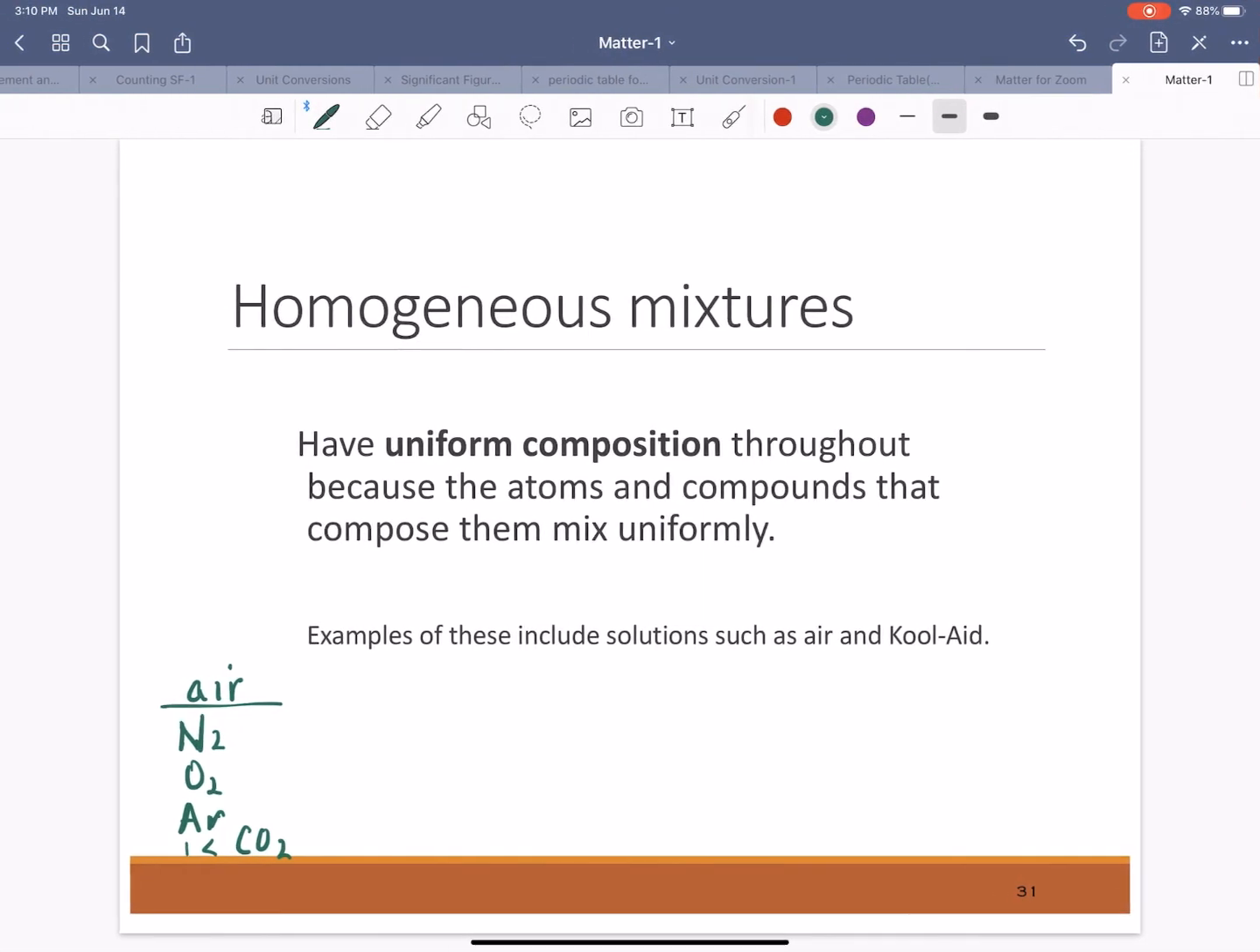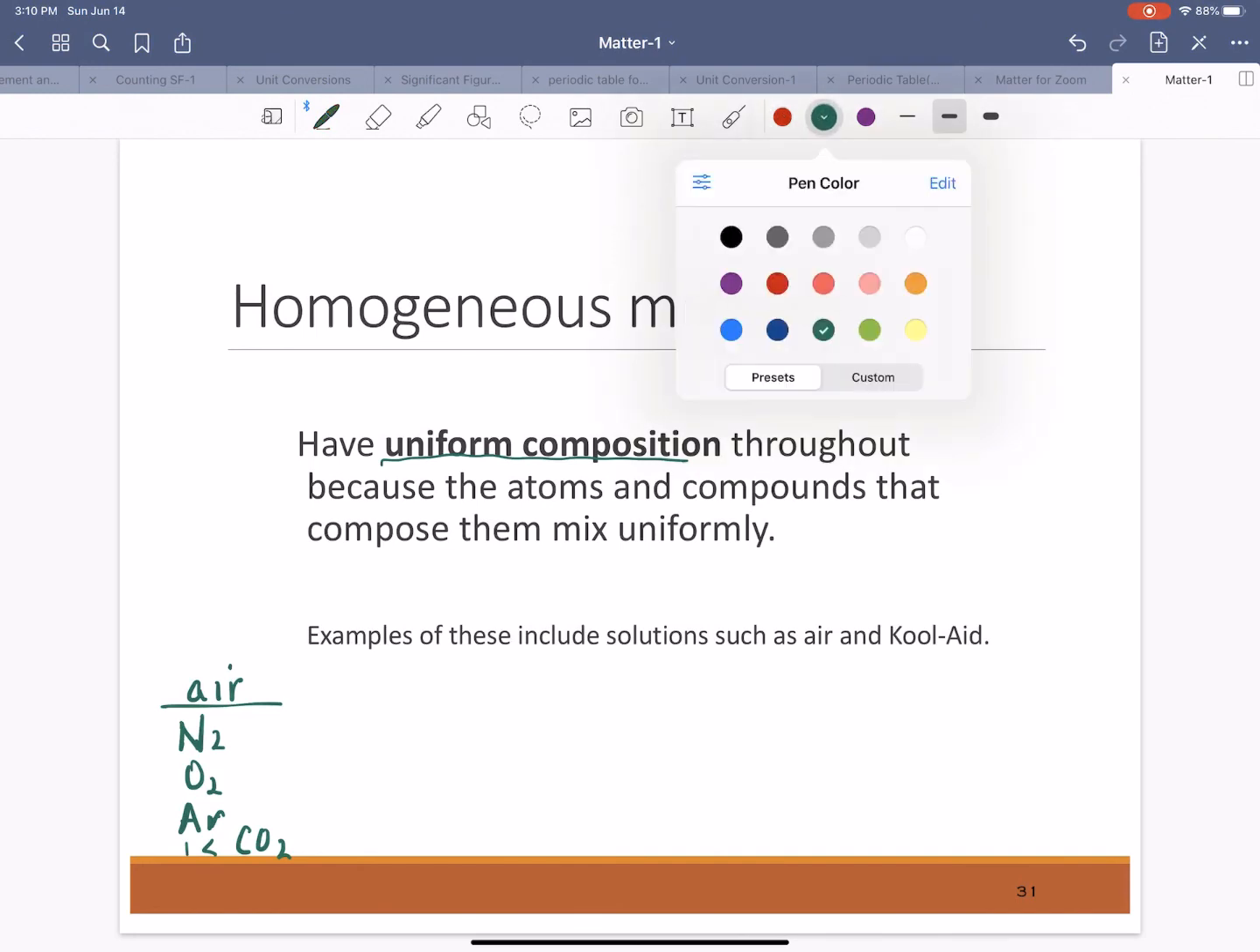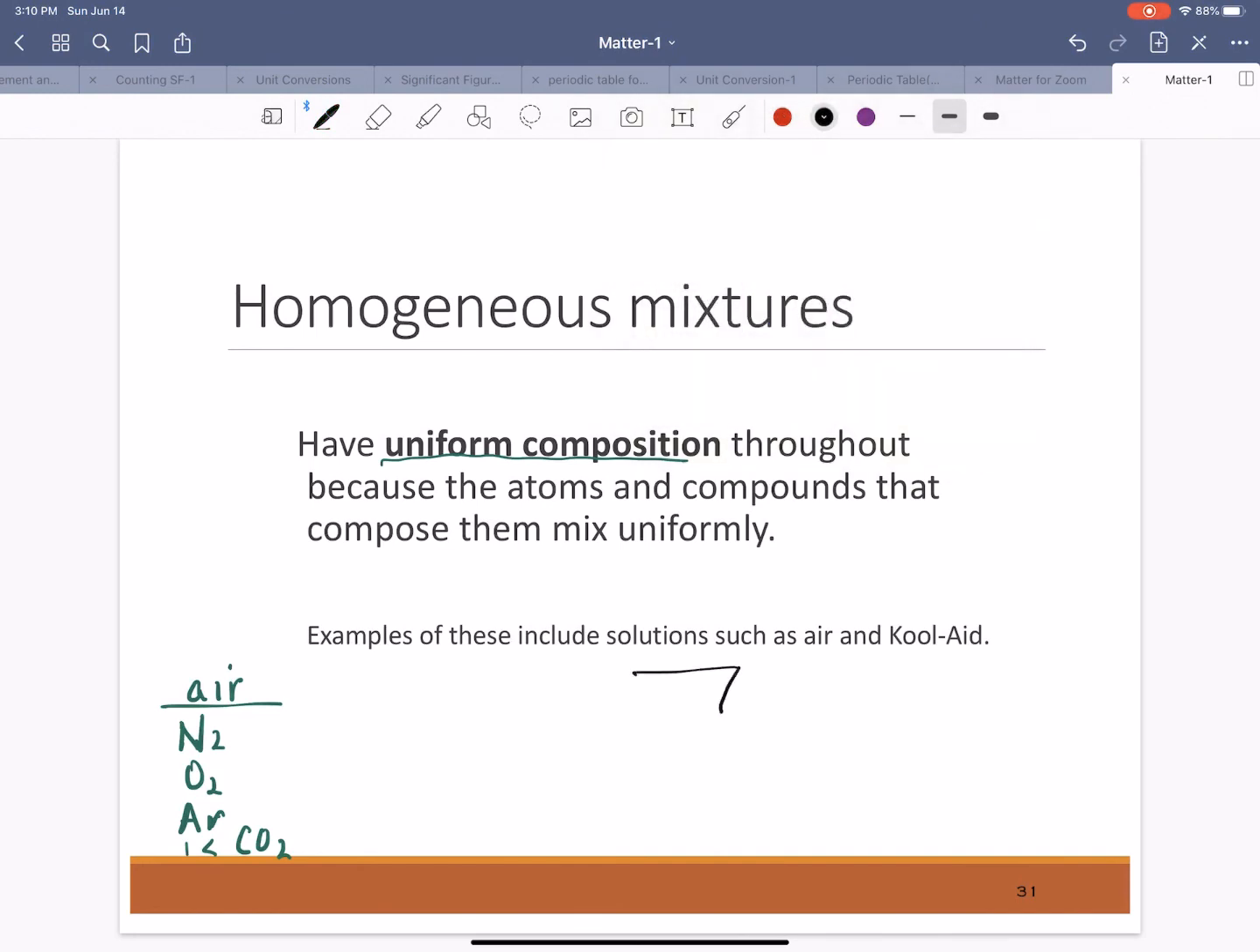Kool-Aid is a great example to illustrate this idea of uniform composition throughout. So if I had a pitcher of Kool-Aid, it's possible that if I was to take a sample from here and here, if it was well mixed, it would look like one thing. It looks like a pink liquid. And a sample here would have the same composition as a sample there. And what that means is it would be the same intensity of pink.